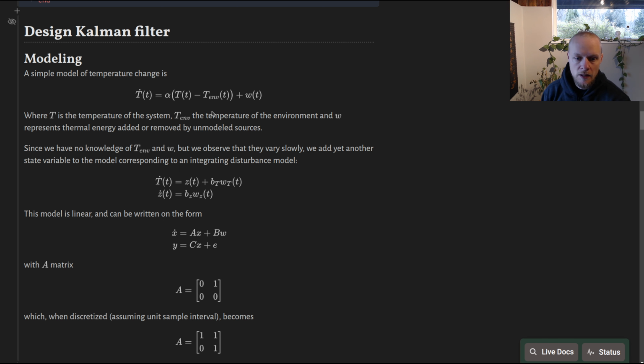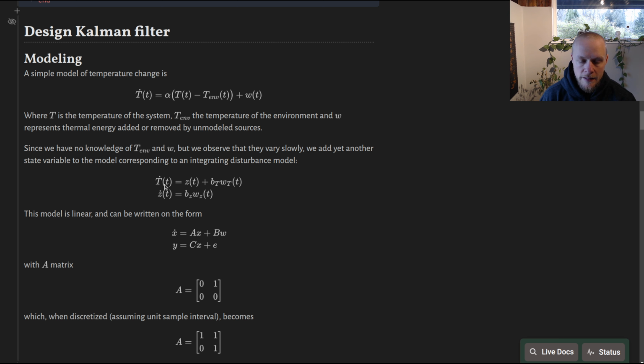So we would like to incorporate that knowledge into our model as well. And one way of doing that is to introduce an additional state variable, I call it here Z. So the total model with two state variables is a double integrator. There is some noise W that affects Z, and that's being integrated, and then Z affects the temperature, and that's being integrated. So that's a double integrator, and we will see how well that works.